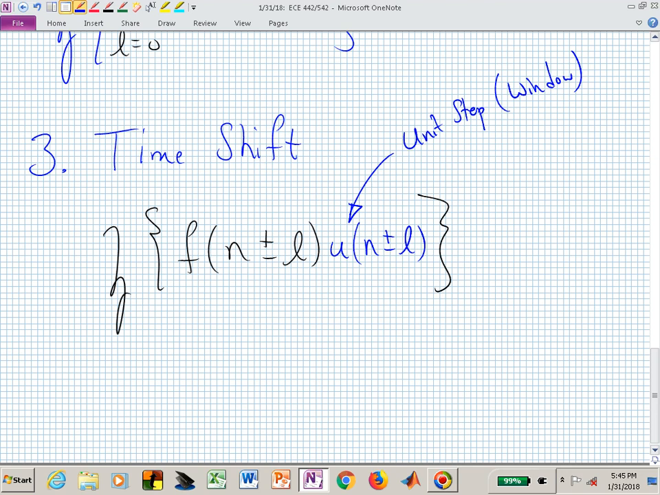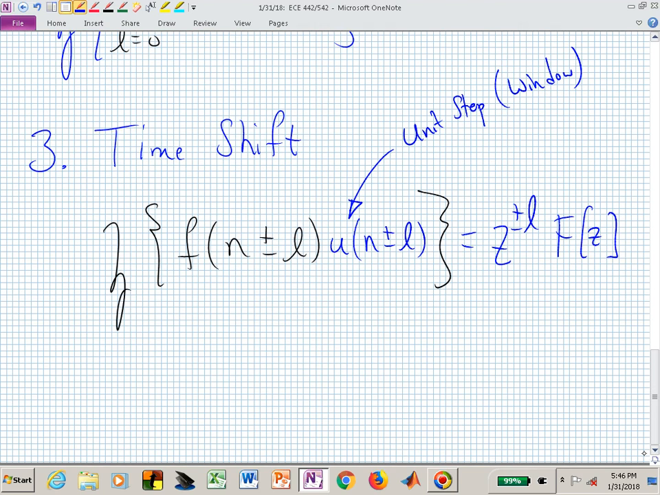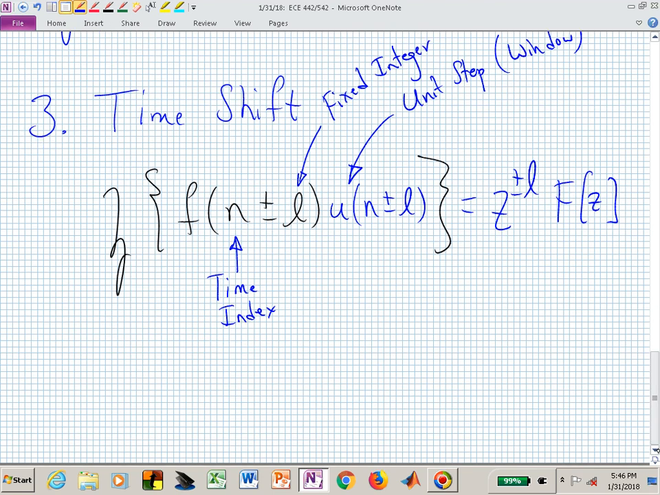The initial conditions will be gone, and this will simply correspond to Z, where Z is an operator that either looks like an advance or a delay, depending on the sign of the power, and how much advance or delay depends on the integer L, times the Z transform of the original waveform, little f of n. In this, n is the time index, and L is a fixed integer. In the last lecture, we had little y of n minus 1, little y of n minus 2, which meant we were delaying y by 1 sample period or 2 sample periods.